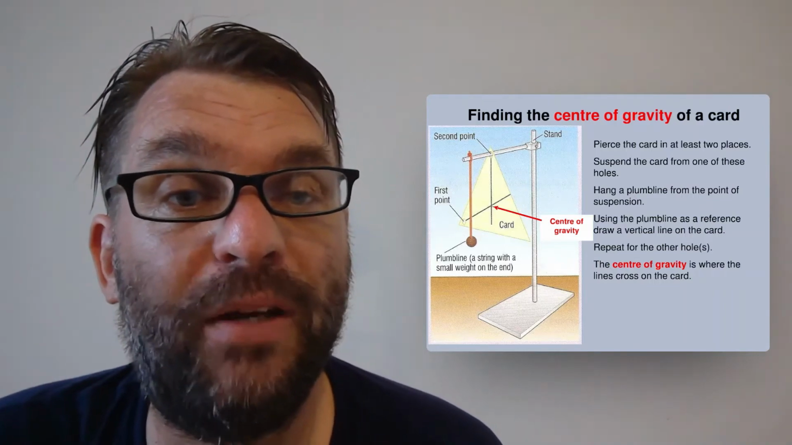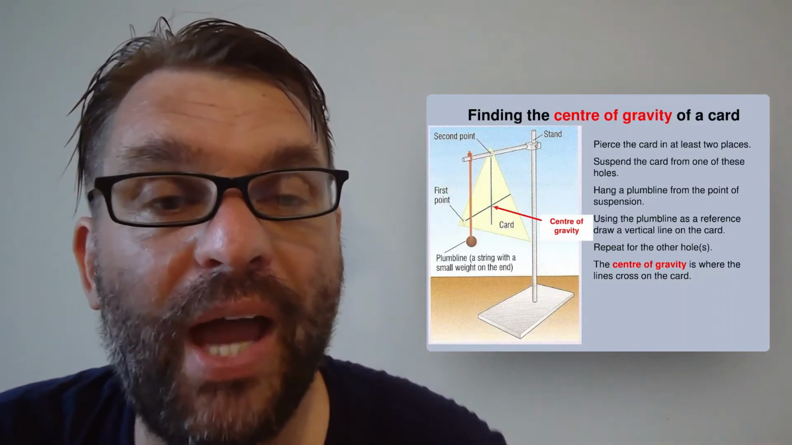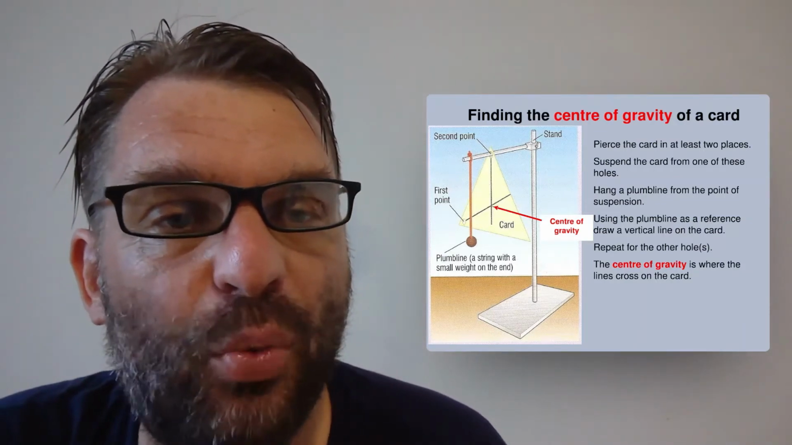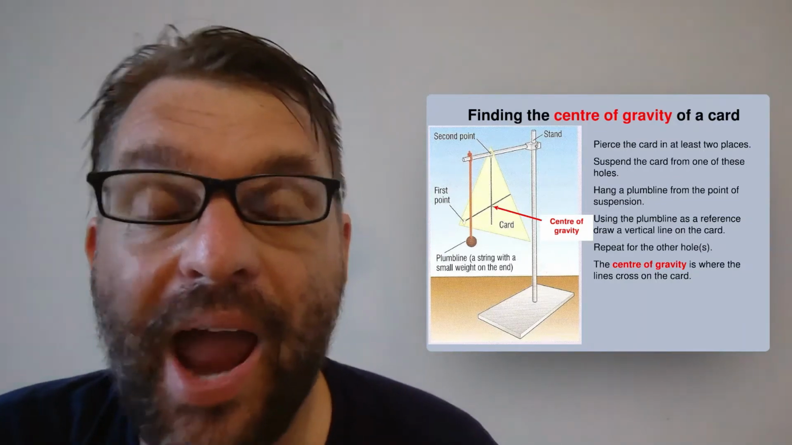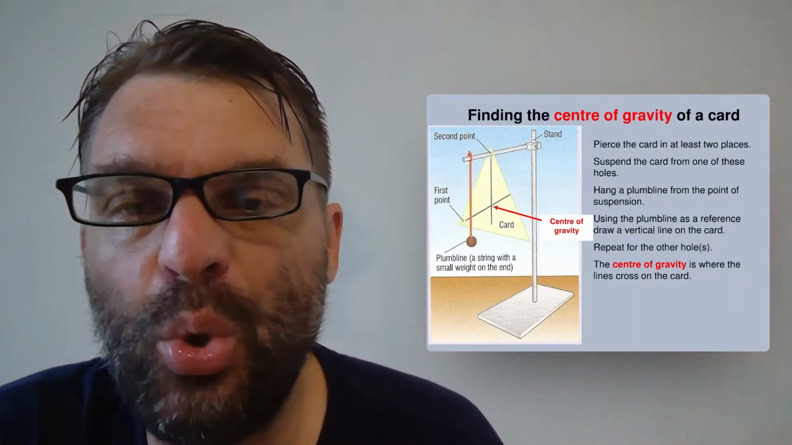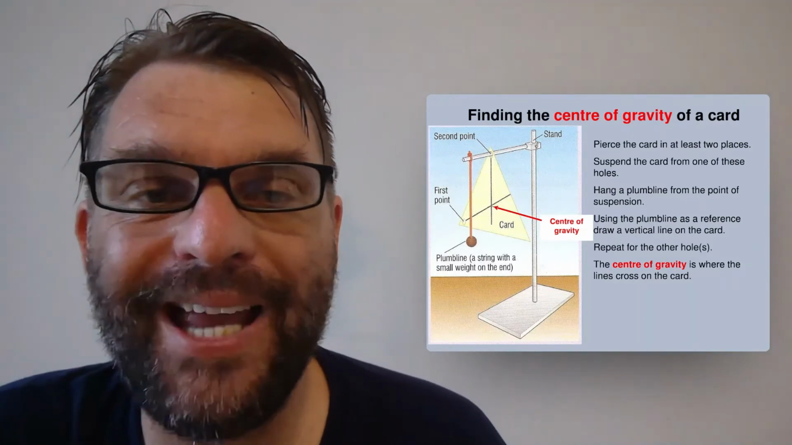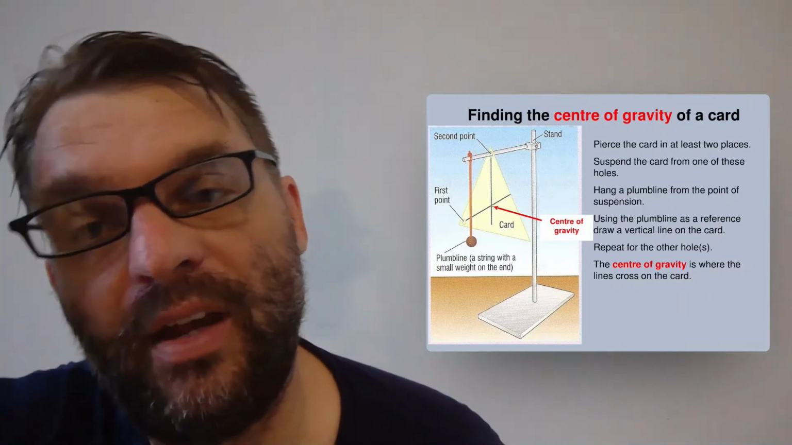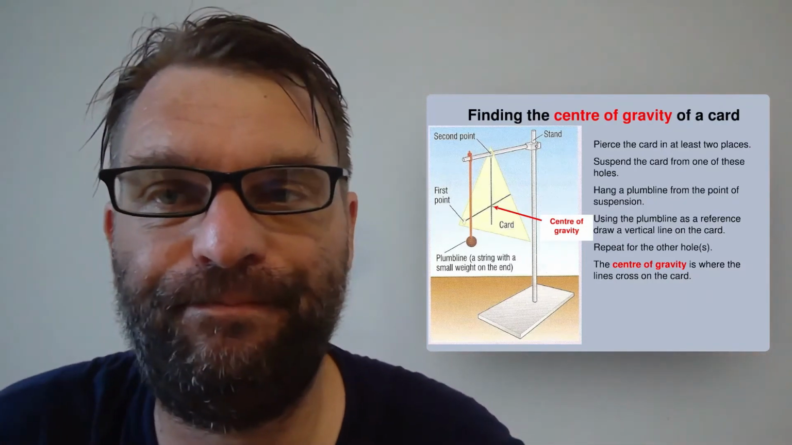Okay, you suspend it from one of these holes, and then you hang the plumb line from the point of suspension, and then you draw that line as a reference for a vertical line on the card, and then you repeat that for the other 2 holes that you've made. And when you join those lines together, you will find the center of gravity for that particular object.